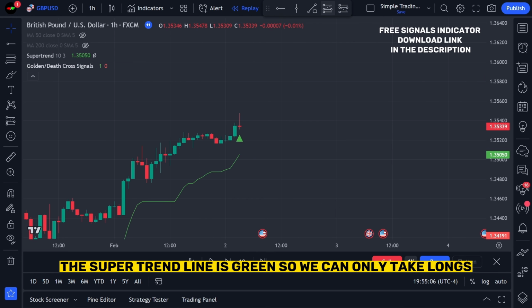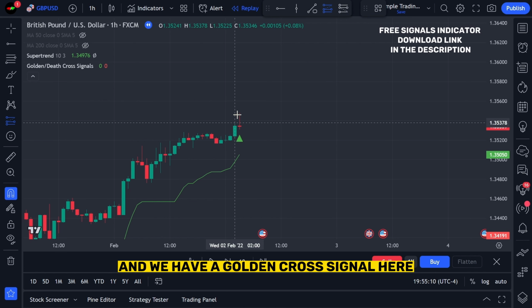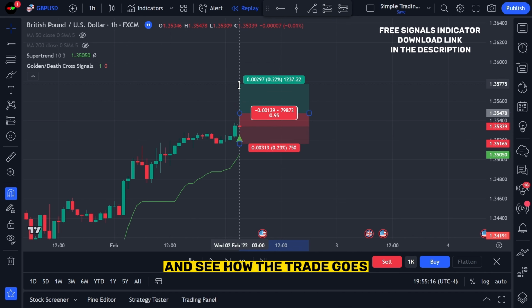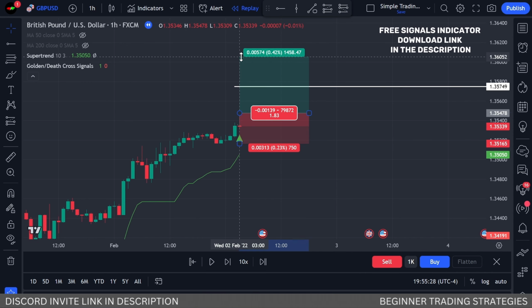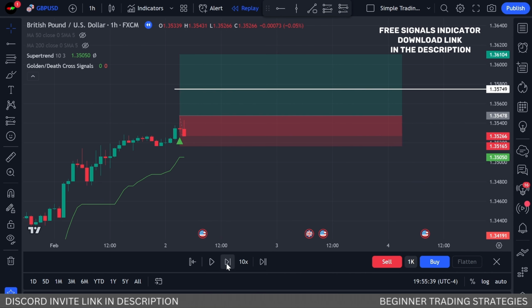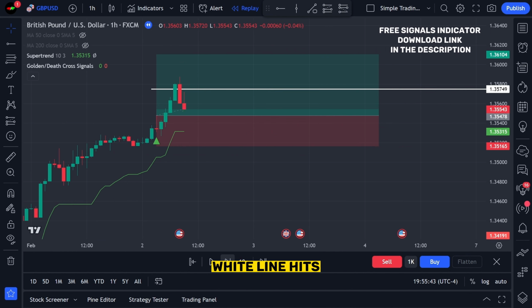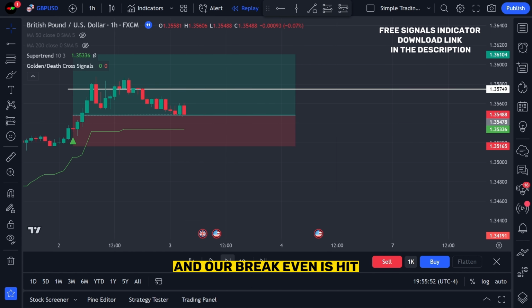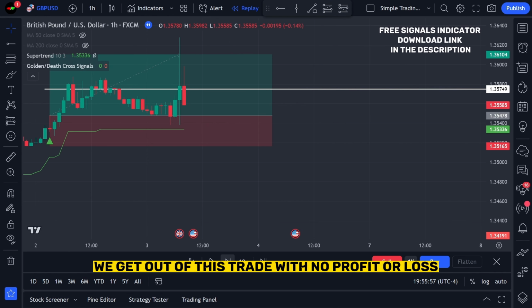Here's another long example. The supertrend line is green, so we can only take longs, and we have a golden cross signal here. Going to set the entry orders with the stop loss. And see how the trade goes. White line hit, so now we can't lose any money on this trade. And our break even is hit. We get out of this trade with no profit or loss.